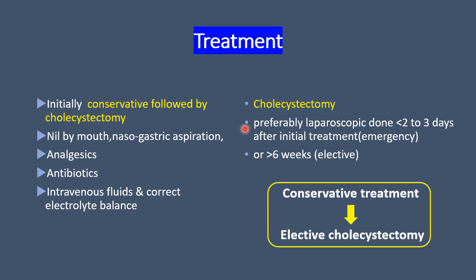If the patient shows signs of worsening or signs of infection or sepsis, or if the patient improves, then antibiotics are continued until the patient recovers fully, and elective cholecystectomy will be done after 6 weeks. So initially conservative treatment followed by elective cholecystectomy is the treatment of choice, unless the patient becomes more ill within the first 2 to 3 days, then an emergency cholecystectomy may have to be done.